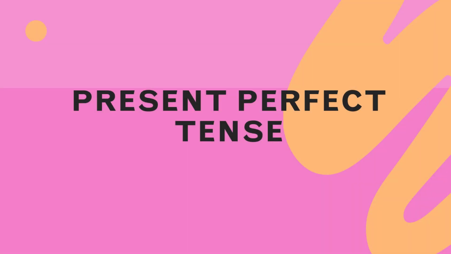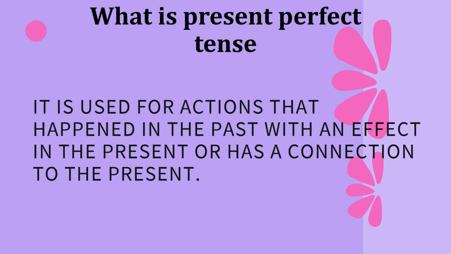Let's start with present perfect tense. What is present perfect tense? Present perfect tense is used for actions that happened in the past but have an effect on the present or have some type of connection with the present. It is used for past actions that are related to or continue into the present.